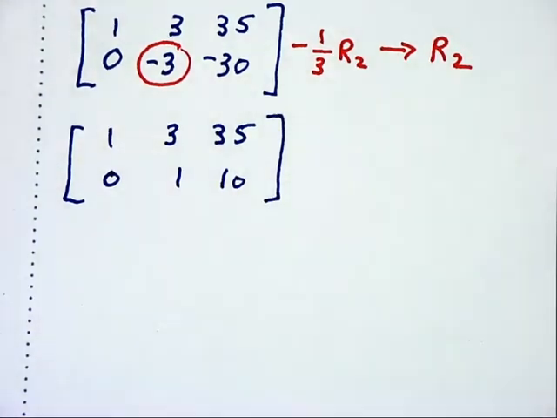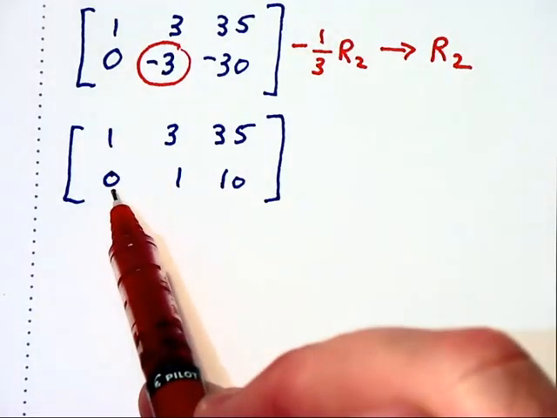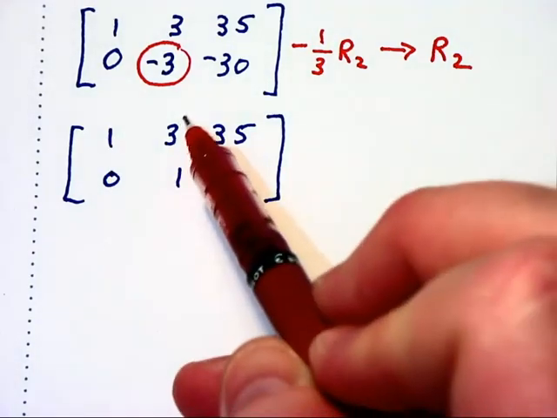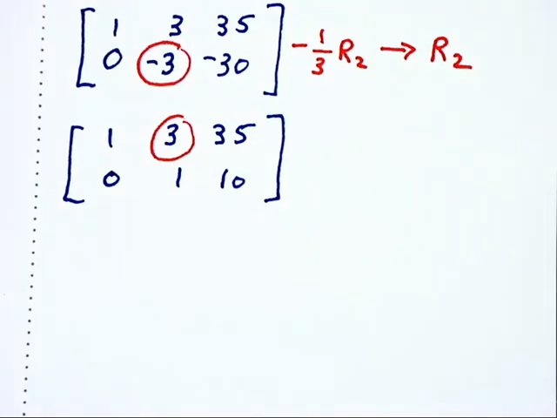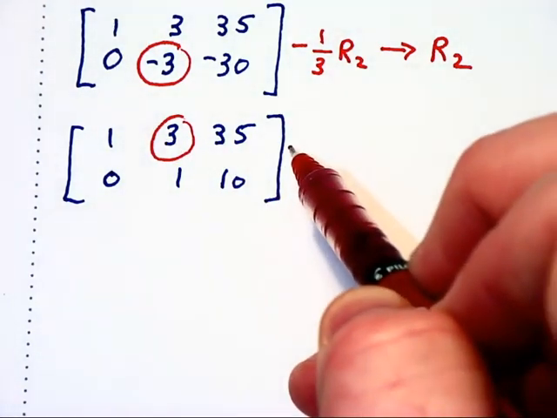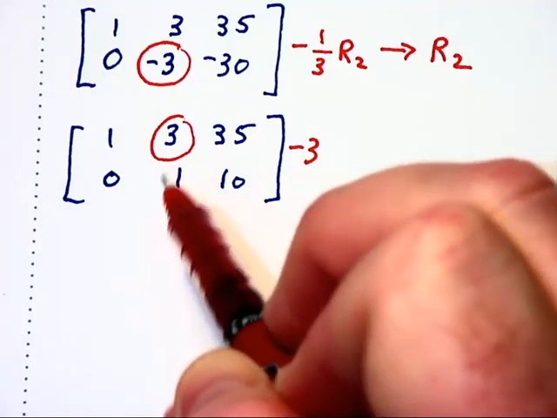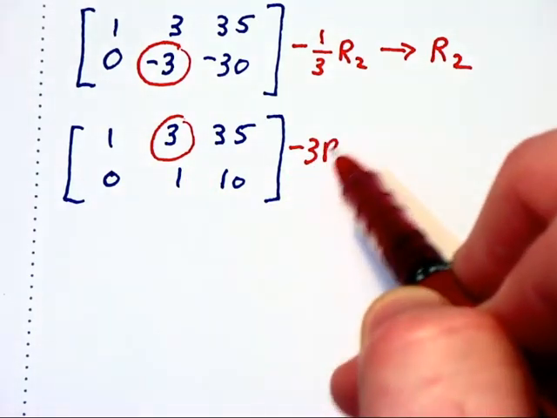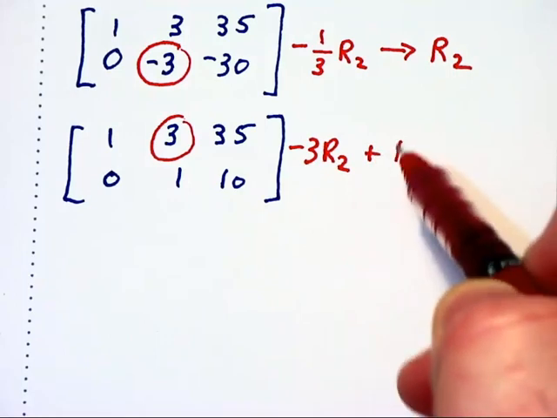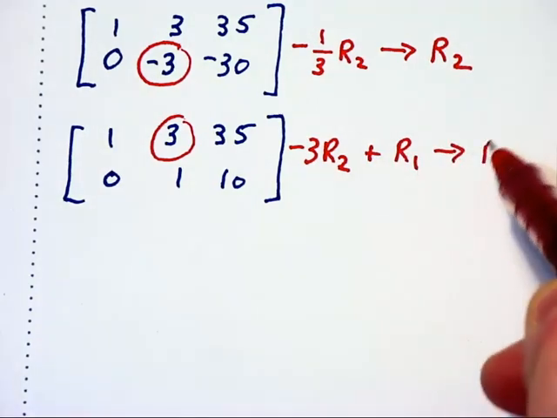Okay, let's check through things. We got the 1, we got the 0 beneath it. We now have this 1. We need the 0 where that 3 is. I want to cancel out that 3 with a negative 3. So I'm going to go negative 3 times the row that just got the 1 in it, so times row 2, add it to the row 1 and let that become the new row 1.